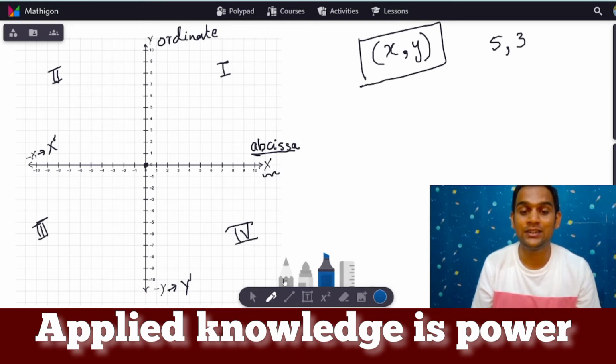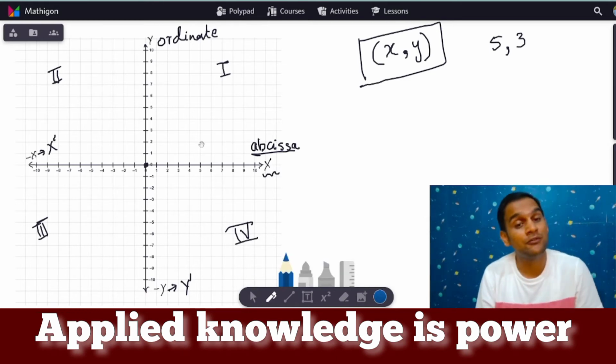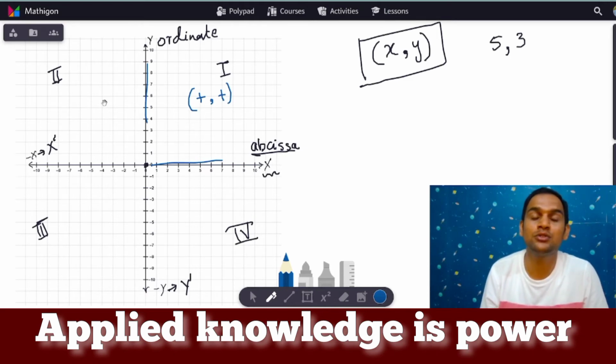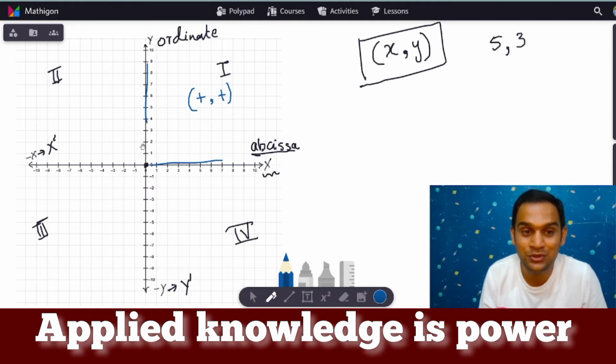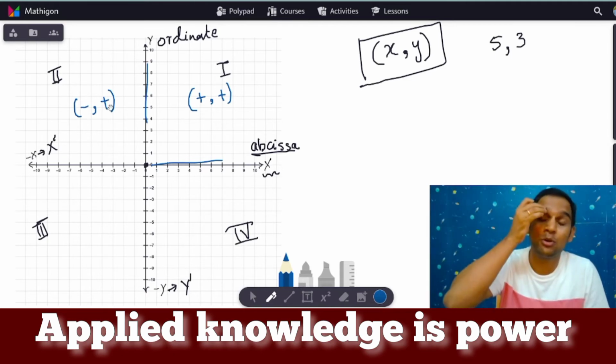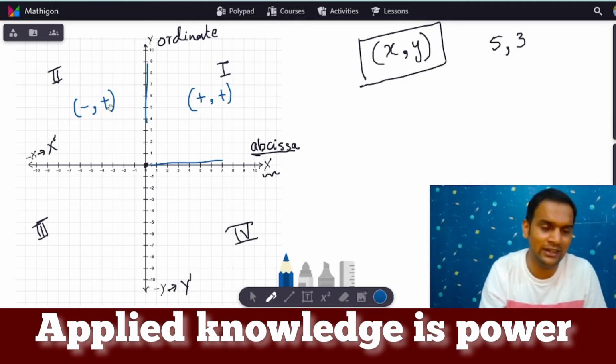Now let's understand. As you can see, when we talk about the first quadrant, the x-axis is positive and the y-axis is also positive. So over here, the nature of coordinates is positive and positive. The y coordinate is positive, and the x coordinate is also positive. When we talk about the second quadrant, as you see, the y coordinate is positive, but the x coordinate is negative. So the nature is negative and positive. If you are not able to understand now, when we talk about the examples, you will understand it very clearly. If you are able to understand, perfectly all right.